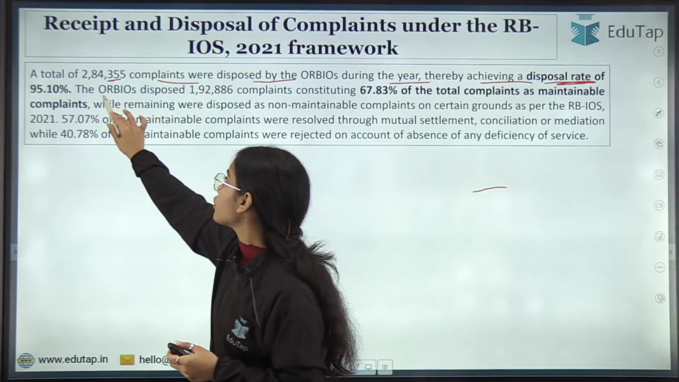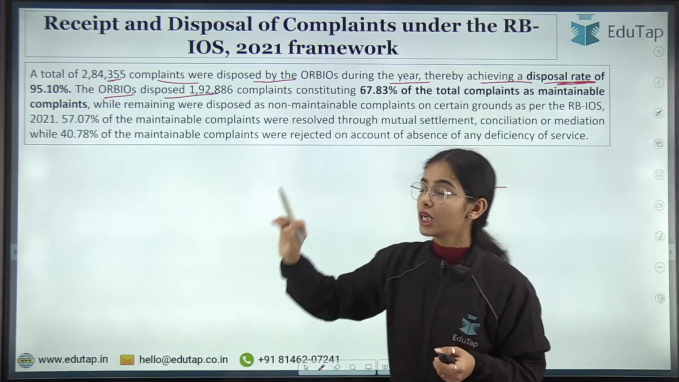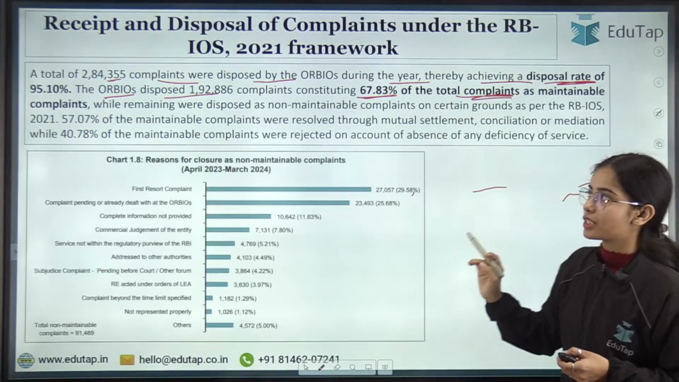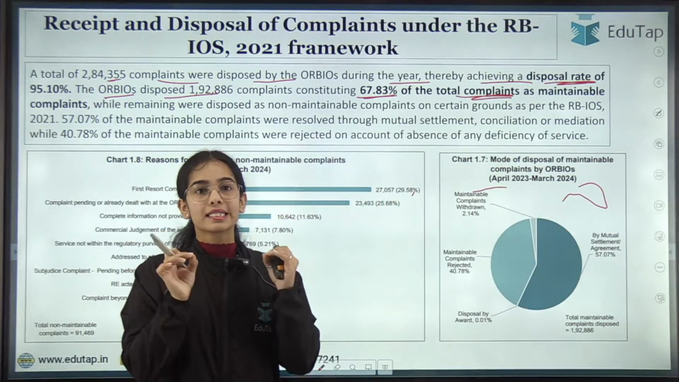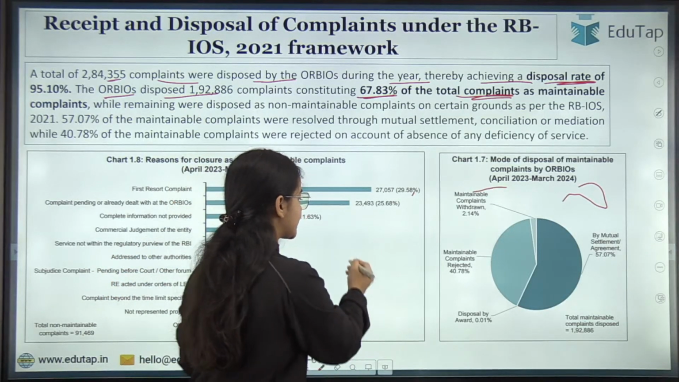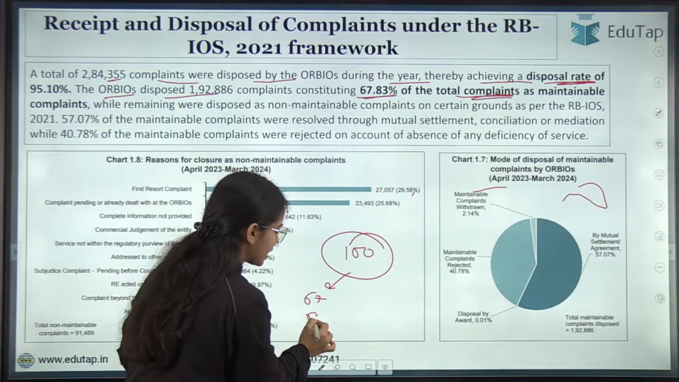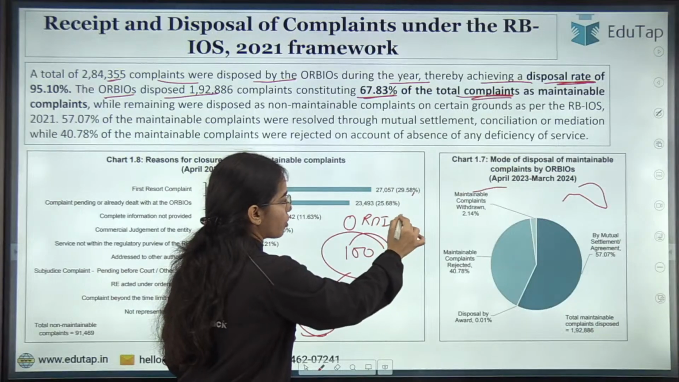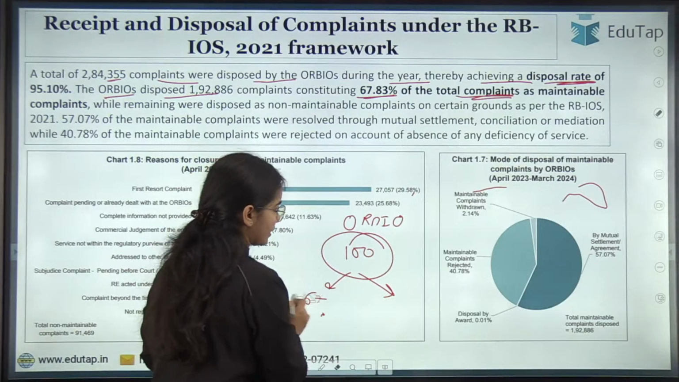The offices of the Reserve Bank of India Ombudsman disposed 1,92,886 complaints, constituting 67.83% of the total complaints as maintainable complaints. So, out of the total complaints received, 67.83% were maintainable complaints. Let's say there were 100 complaints received, and out of that 67 or nearly 68% were maintainable complaints for the offices of the Reserve Bank of India Ombudsman. That means the rest of the complaints were non-maintainable. So this is the idea.